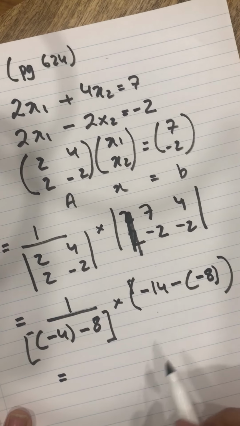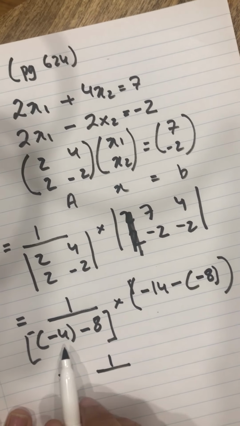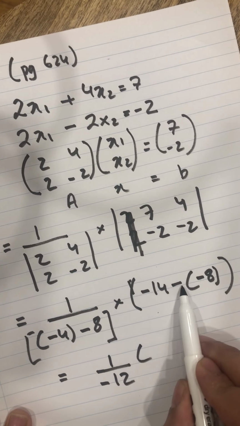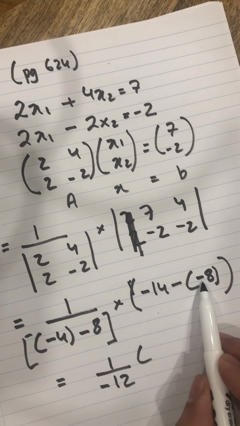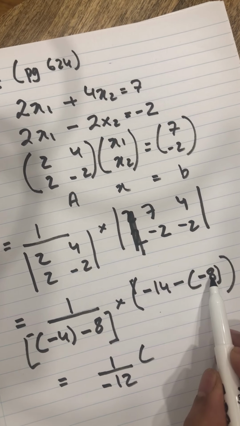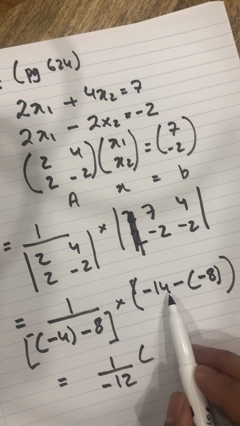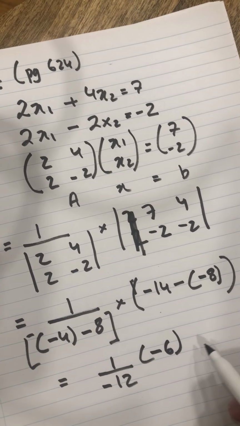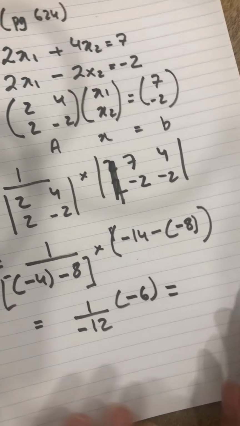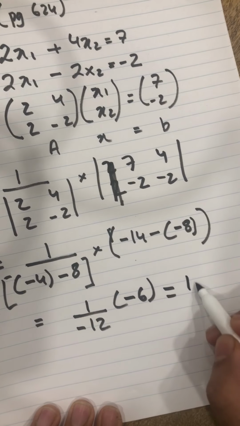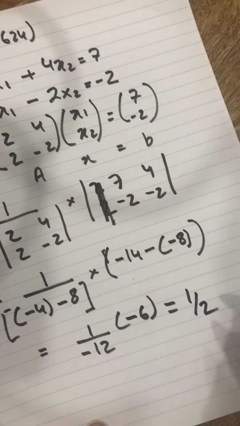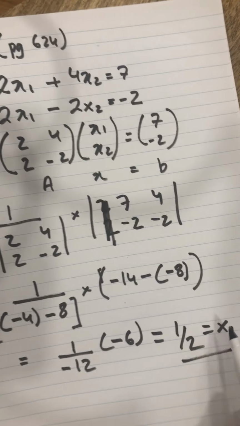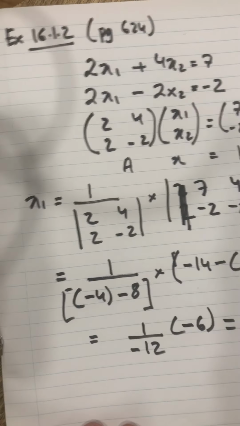Now you can simplify this. Minus 4 minus 8 is minus 12, and minus 14 minus minus 8 makes it a plus, so this is plus 8. Plus 8 minus 14 is what? This is minus 6. If you do this simplification, minus 6 divided by minus 12 is half. So x1 has a solution equal to half. This is the solution we have found using Cramer's rule.